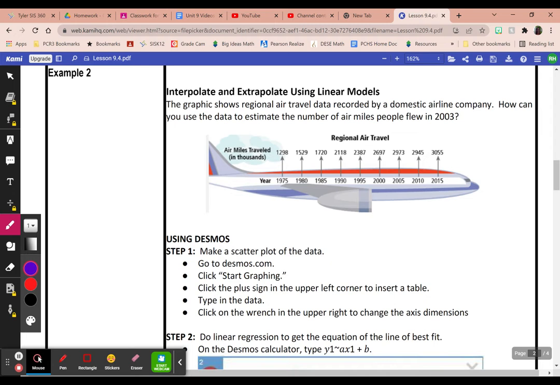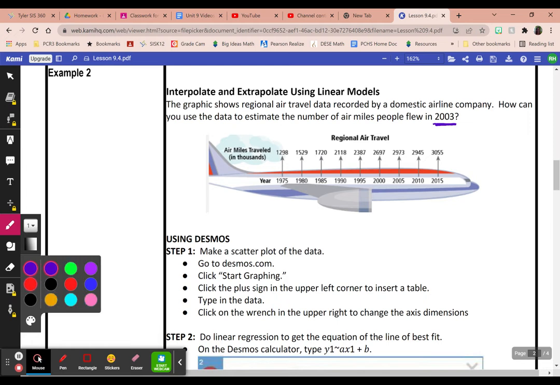So the graphic shows regional air travel data recorded by a domestic airline company. How can you use the data to estimate the number of air miles people flew in 2003? So this is our key here, 2003. And that's what we're going to be solving for because it's inside here, but it doesn't really show us 2003. So that would be interpolation. Okay. And then we're going to be putting these into Desmos.